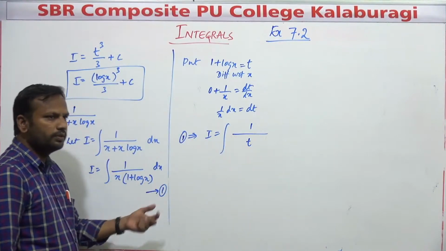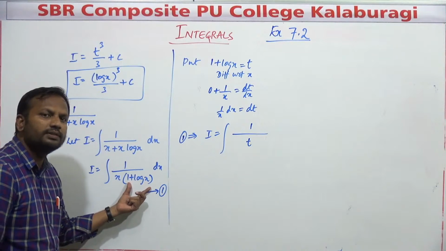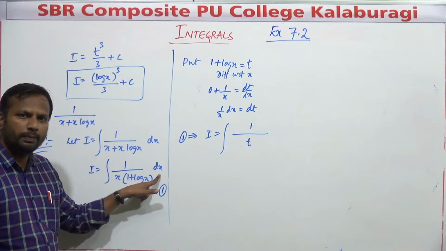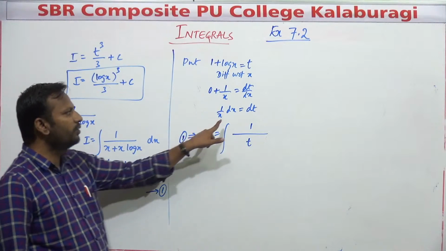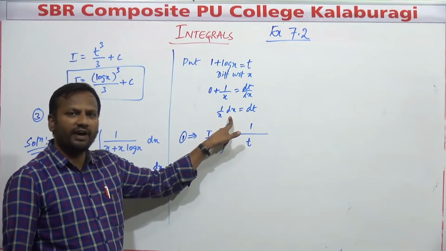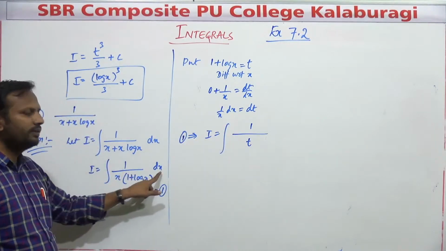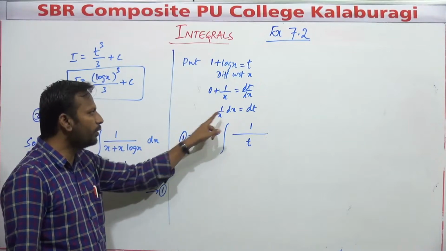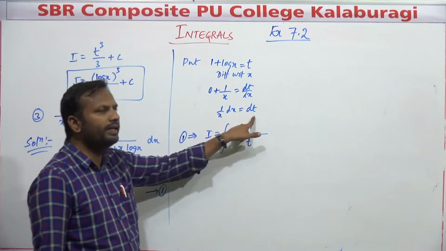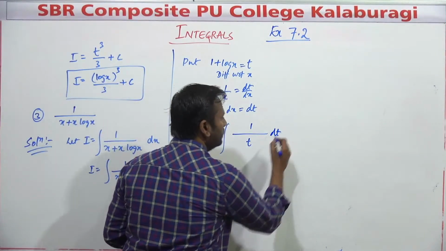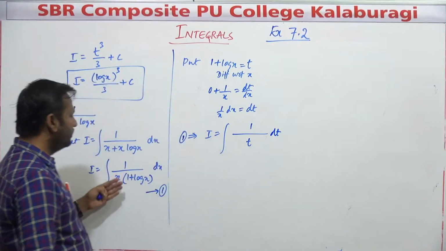So now the rest of the things. What are the things left out here? 1 by x dx is left out here. I have to replace, right? 1 by x dx is a differentiable factor there. For every function we will be getting the differentiable factors. So what do you get? 1 by x dx as what here? dt. So replace 1 by x dx as what now? dt. See, this one is the integrand.